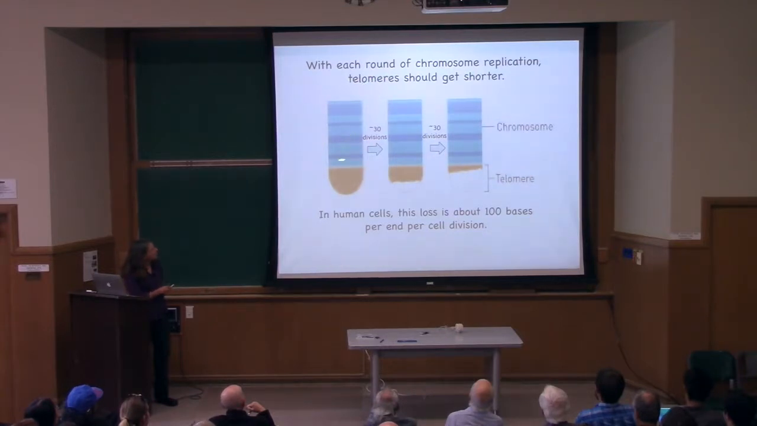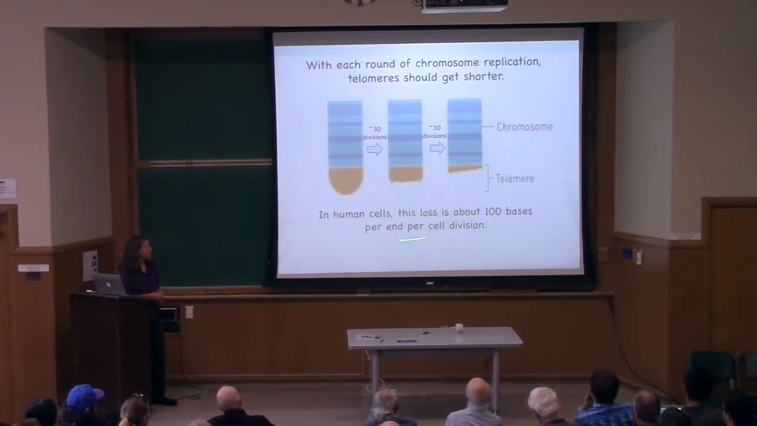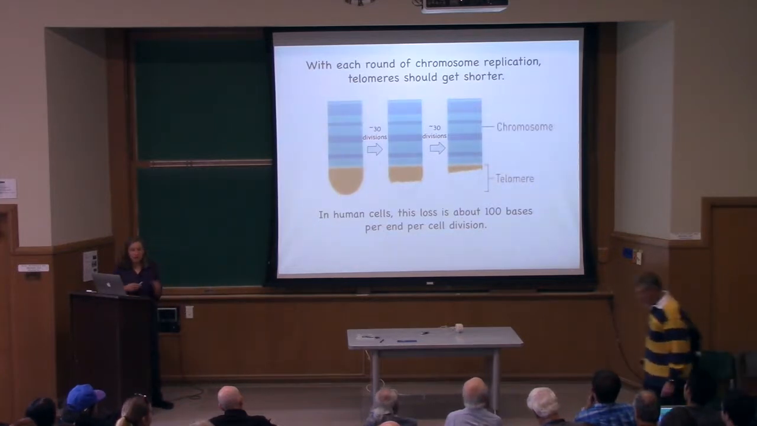This is the blue of the chromosome continuing up through the roof, and this is the yellow part that's stained. Each time a bunch of divisions happens, this region containing the telomere should get smaller, smaller, smaller. And in human cells, this loss amounts to about 100 base pairs per end, per cell. So this means a solution. And there is a solution.